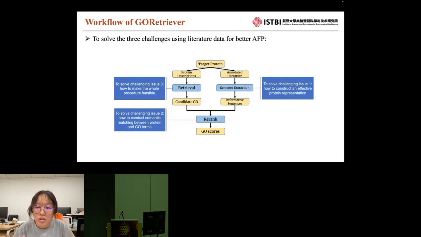First, for challenge one, how to construct an effective protein representation, we use sentence extraction to obtain the informative sentences from annotated literature. For challenge two, how to conduct semantic matching between protein and GO terms, we developed Rerank to find the deep matching between candidate GO and the informative sentences. And for challenge three, how to make the whole procedure feasible, we use a retrieval component to get candidate GO terms from similar proteins based on their descriptions.